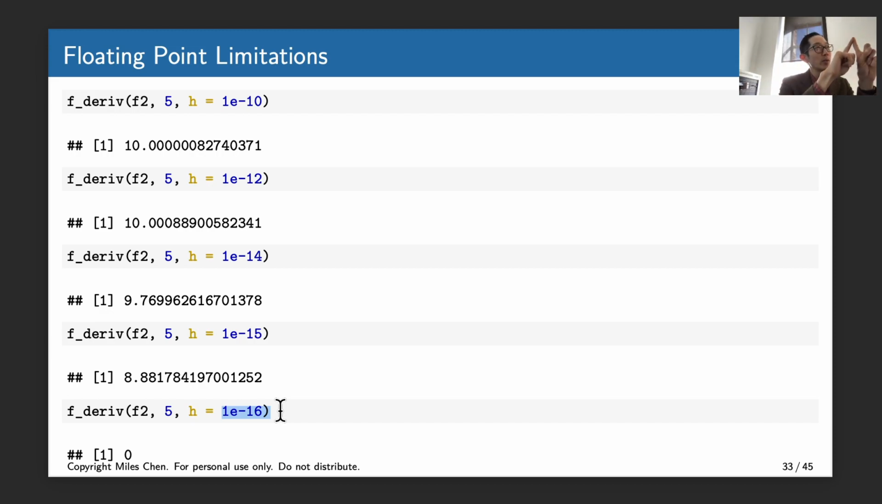You can add that to 1. When you get to the number 2, then you can no longer add 2 to the minus 52. You have to add 2 to the minus 51 because it's floating point. So once you get to 2, the smallest thing you can add is 2 to the minus 51. Once you get to 4, the smallest thing you can add is 2 to the minus 50.